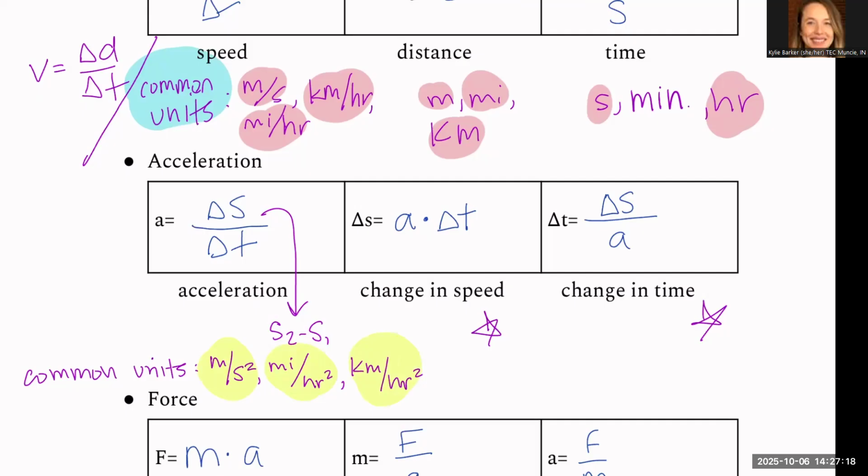And you only know what the unit is based on the information you're given, generally speed. If you're given a story problem or a graph that's measured in meters per second, your acceleration is going to be meters per second squared. If your speed is measured in miles per hour, your acceleration is going to be miles per hour squared.